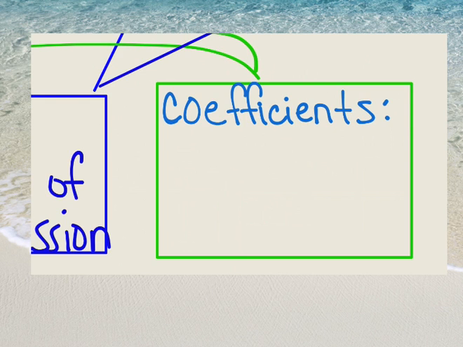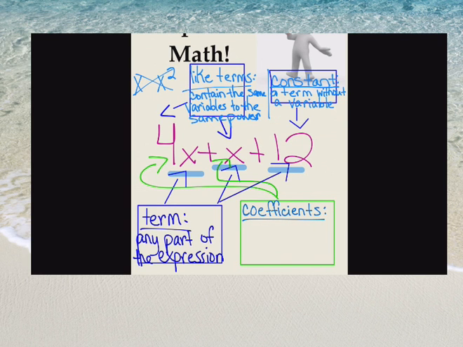I know, it's a long word, right? Make sure you take your time and get it written down correctly. Okay? So coefficients are when you have a variable, the number that's attached to the variable is considered the coefficient. Okay?